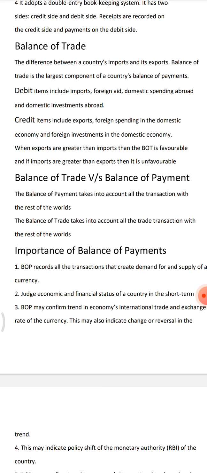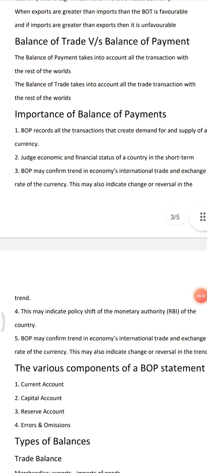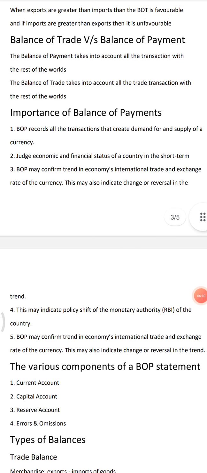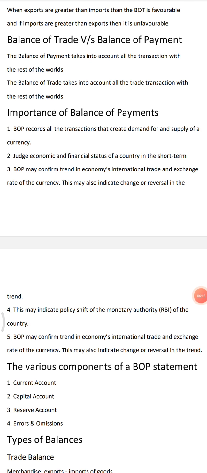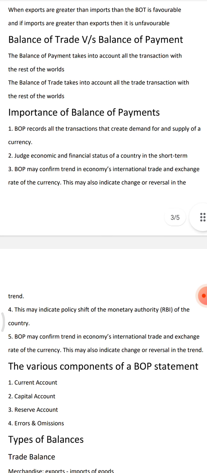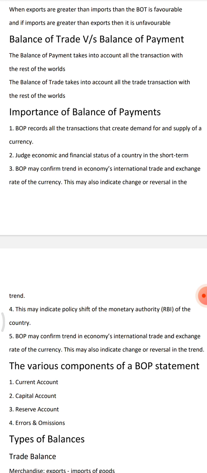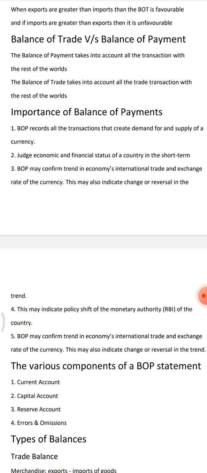Now there is one more thing to talk about: the importance of balance of payment. The first is that BOP records all the transactions that create demand and supply for currency. When we are exporting goods, we will have more currency; when we are importing goods, we have to give currency. The second is that it judges the economic and financial status of a country in the short term. We can figure out the country's financial situation right now.